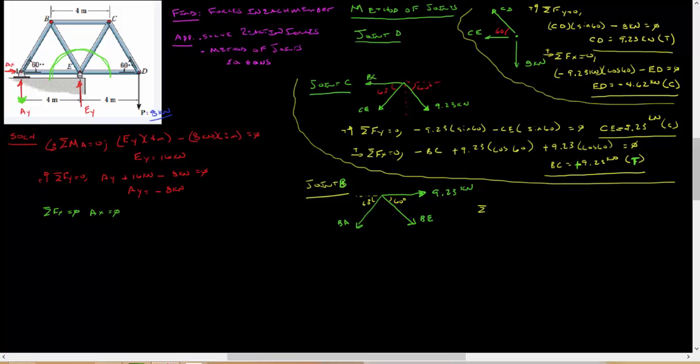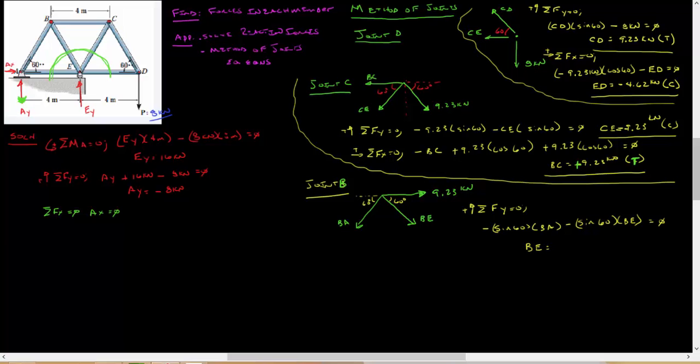So by summing my forces in the y, I get that this is a negative sine of 60 times BA. So this is going down, sine of 60, because this is the force we're looking at right here, minus the sine of 60 times BE. And those are the only two forces that we would have in the y direction, would equal 0. So by algebra, using my calculator, I get BE.